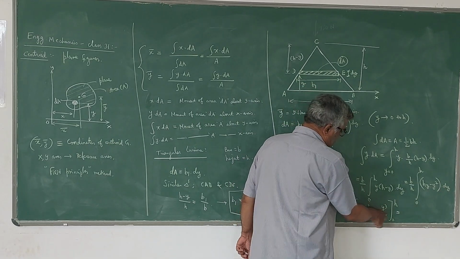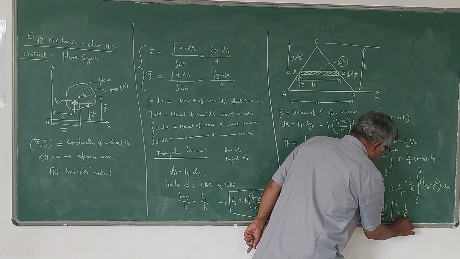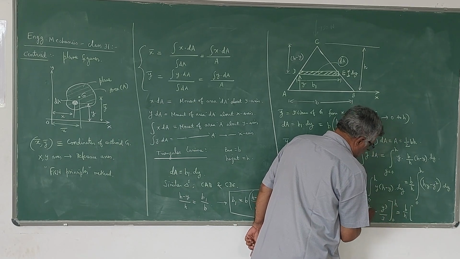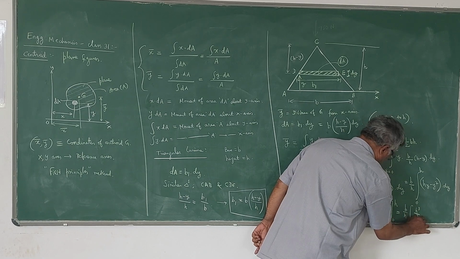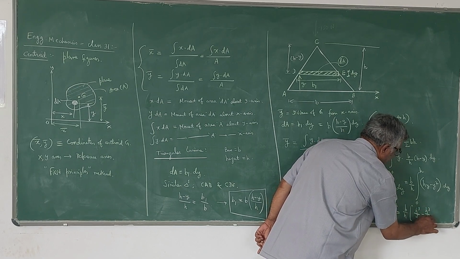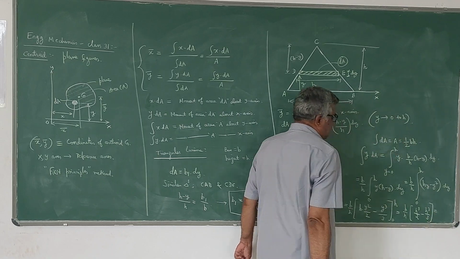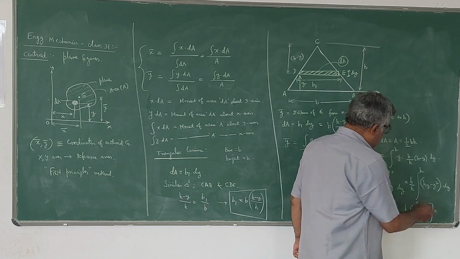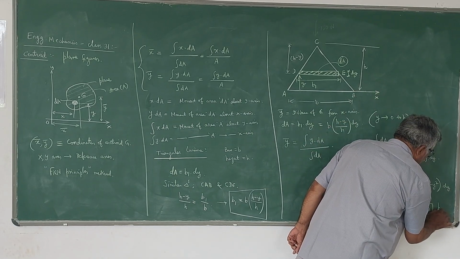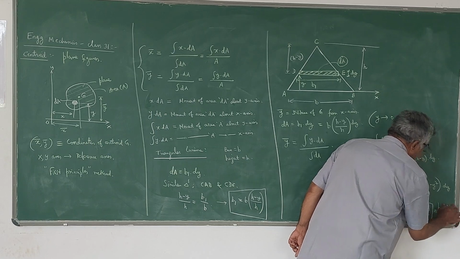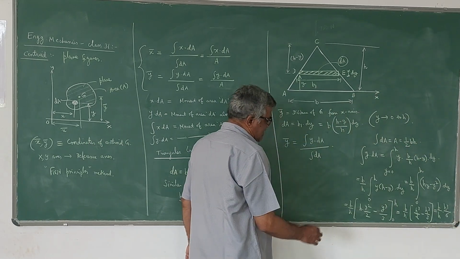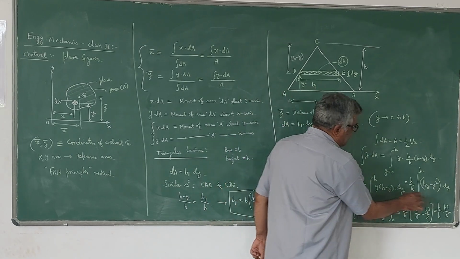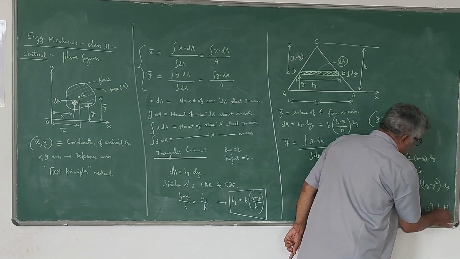So the second term, that is the lower limit, will vanish. So b by h into h into h square, y is equal to h is the upper limit, h into h square is h cube by 2 minus h cube by 3. So if you take LCM, 2 and 3, LCM is 6, so you get 3h cube minus 2h cube, that is h cube by 6. So b by h into h cube by 6, or you can write it as bh square by 6. So therefore the numerator integral YdA is bh square by 6.